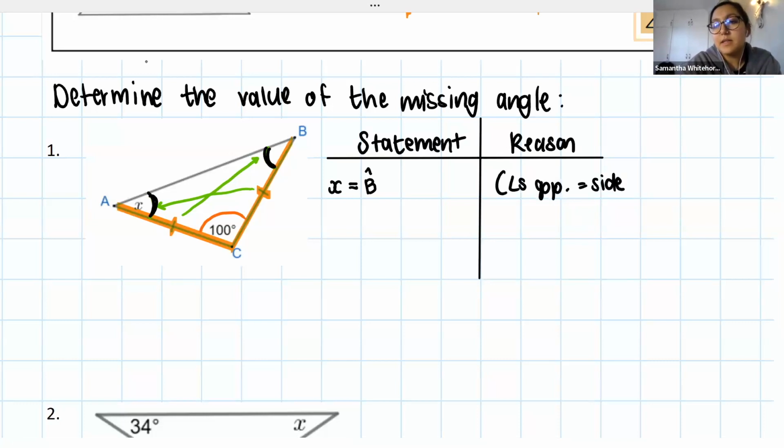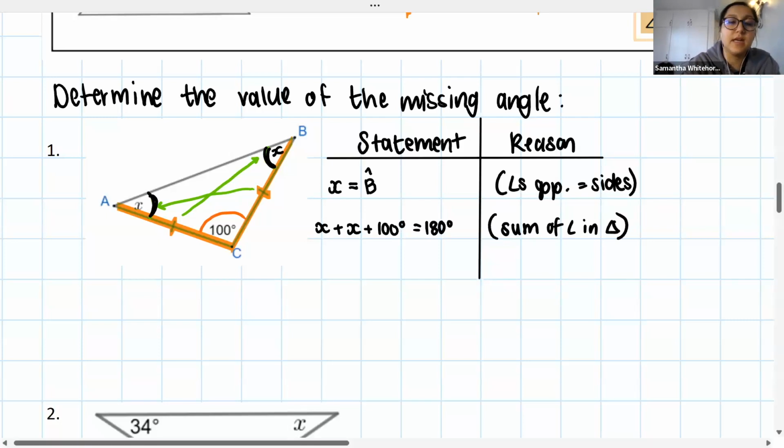Now I have to make that statement because in order for me to do the next step, I need to know that those angles are the same. And so now I know both of these angles are X. I then have my triangle and my 100 degrees at angle C. And so I know that X plus X plus 100 degrees will give me 180 degrees. And that goes back to my first triangle reason, which is sum of angles in a triangle.